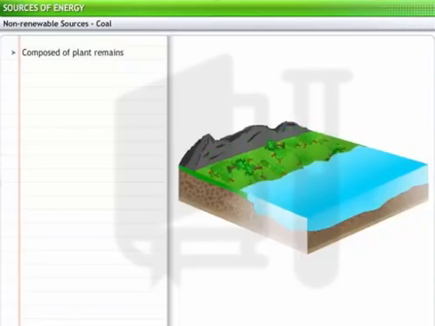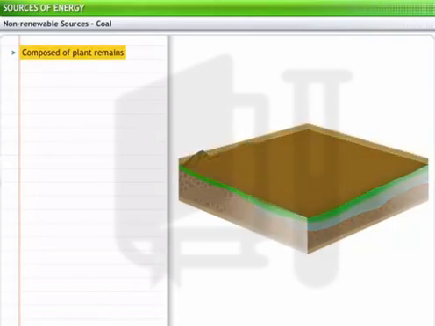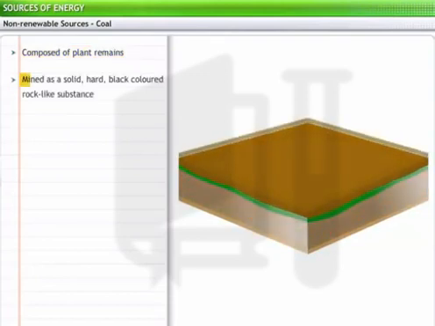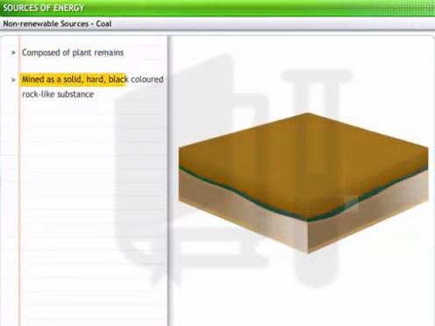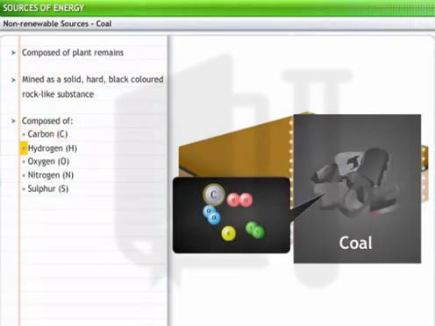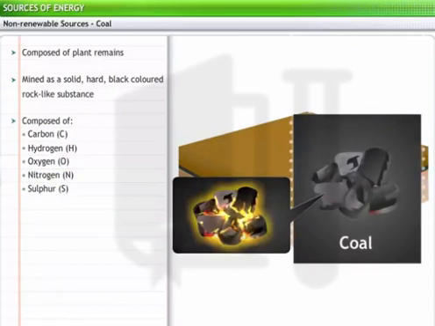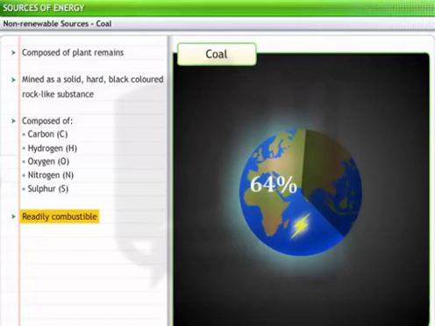Coal is obtained from plant remains that have not been oxidized and biodegraded over time. It is mined as a solid and is a hard, black-colored, rock-like substance composed of carbon, hydrogen, oxygen, nitrogen and sulfur. Coal is used as a major source of energy since it is readily combustible and possesses a high calorific value. Coal is used to produce around 64% of the world's electricity.